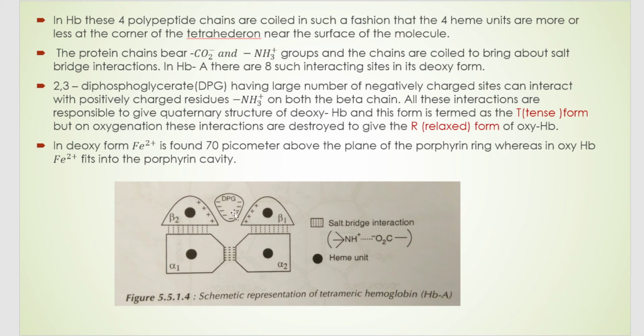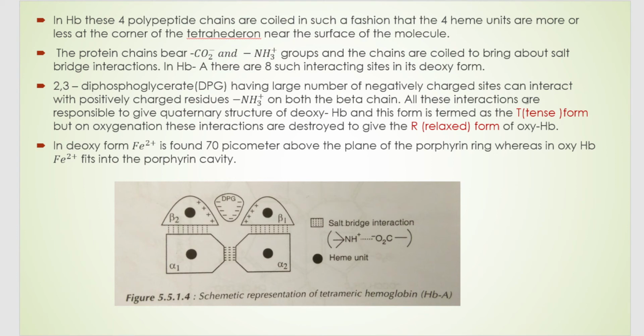So these are the four heme centers, and these are the globin chains, where you can see the charges. And there is one DPG molecule. So what happens? DPG has a large number of negatively charged sites which interact with the positively charged residues of the chain, that is, the NH3 plus of the beta chain.